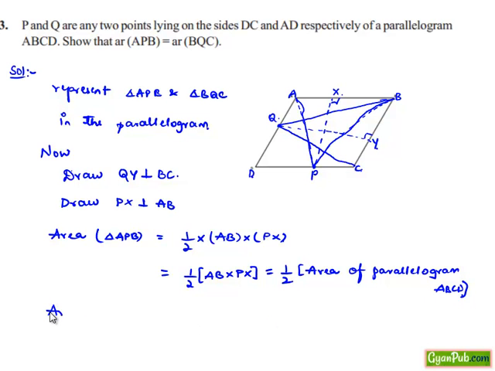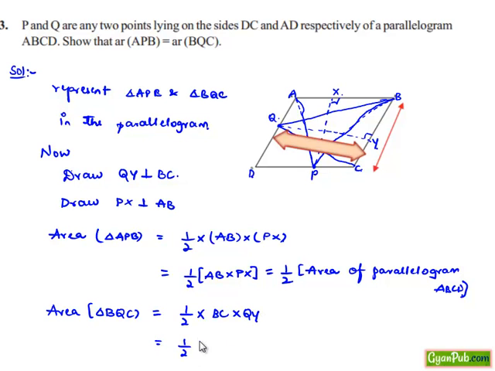Similarly, let us consider the area of triangle BQC, which is equal to half times base, here is BC, into height here is QY, that is equal to half times product of BC into QY. Now in parallelogram ABCD, if we consider BC as base, then its corresponding height is given by QY. Therefore, the product of base into corresponding height is given as area of that parallelogram.